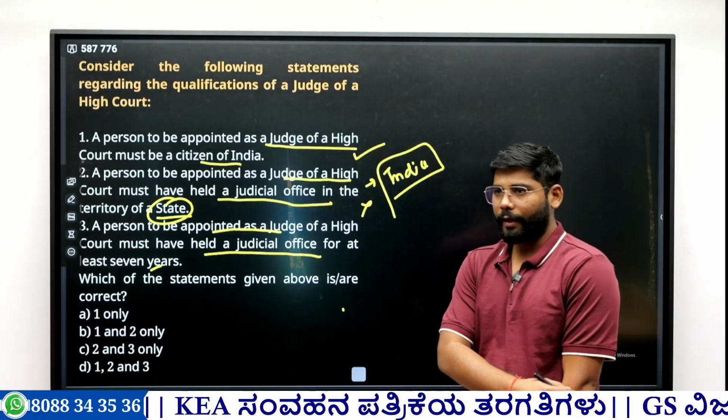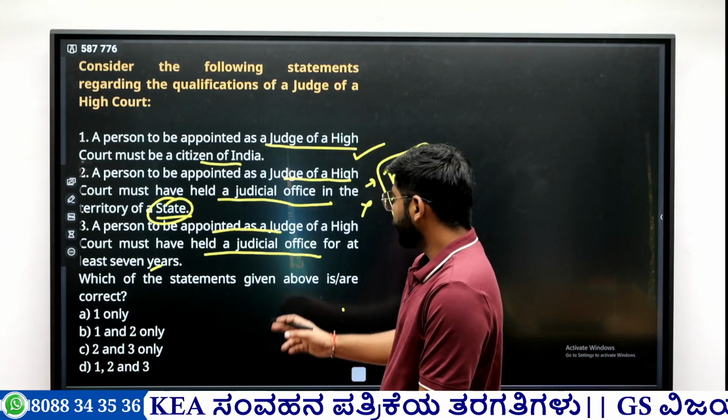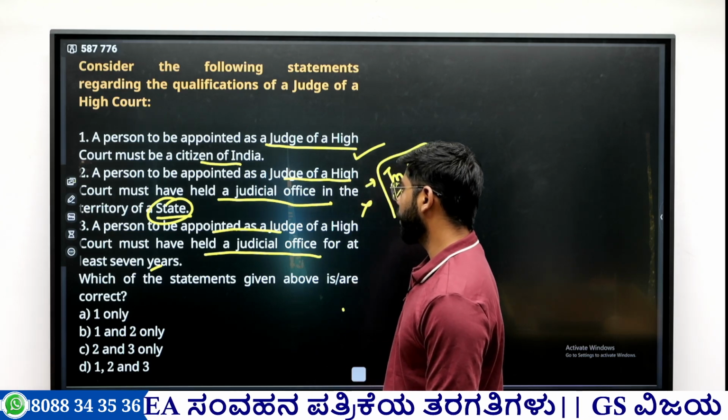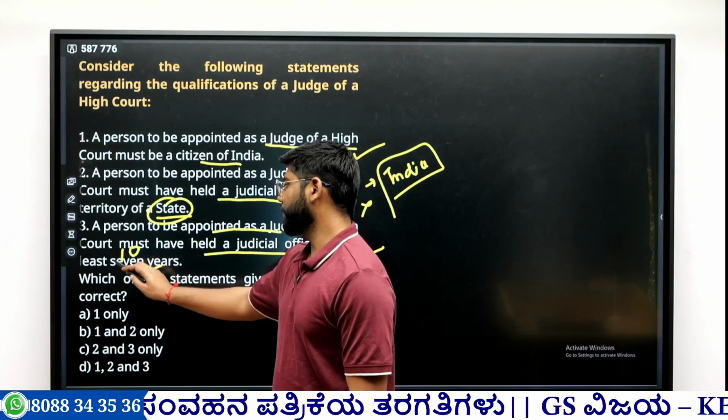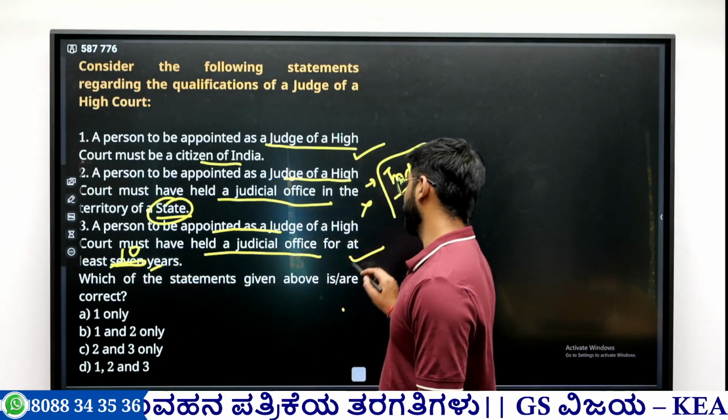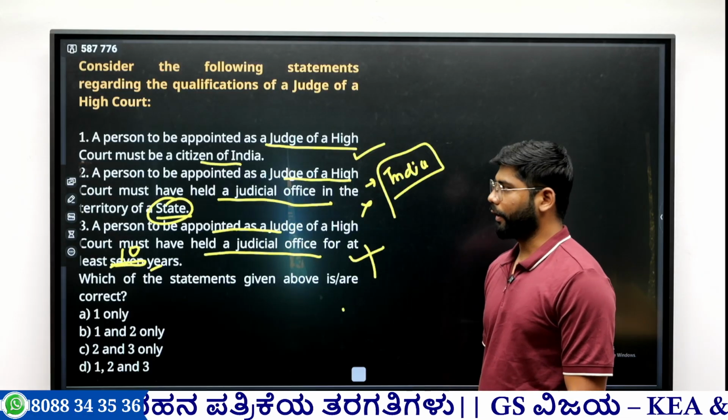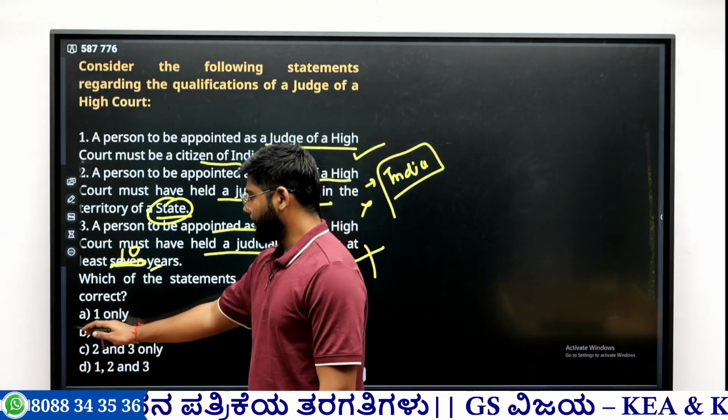Okay, and in addition to this, person to be appointed judge of High Court must hold the judicial office for at least 10 years. It is not 7 years. So third also is wrong. So correct option is here A.